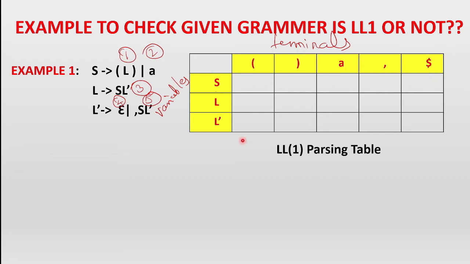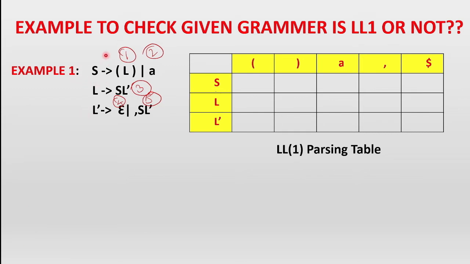So now this is our parsing table. You have to draw accordingly. Check first how many variables are there. So variables you write as rows, terminals you write as columns. So now I have to solve this. The next step is to find the first of every variable present in the grammar. So we have three variables S, L, L dash on the left hand side of the productions. So we have to find the first of S, the first of L, and the first of L dash.